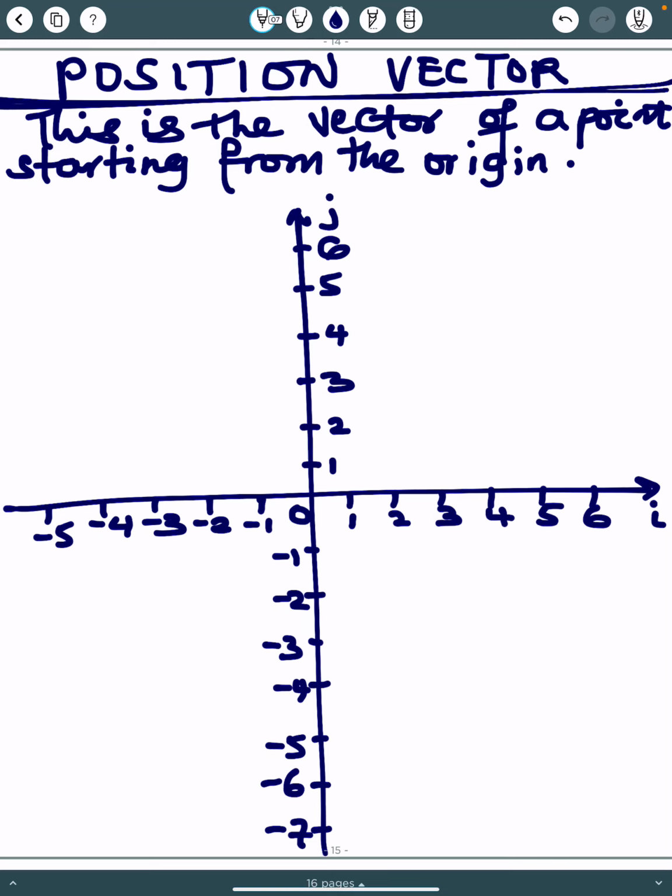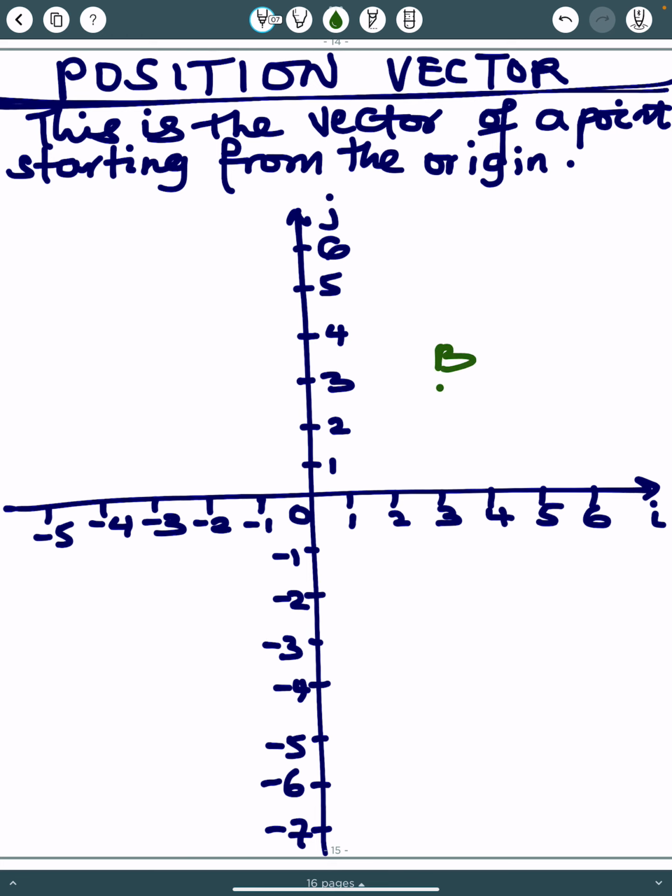Vector of a point starting from the origin. Whenever we read a vector starting from the origin, we always call that vector a position vector. Let's take some examples. Let me mark a point here, B.